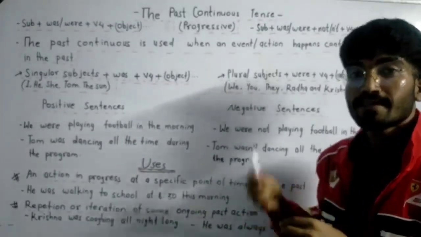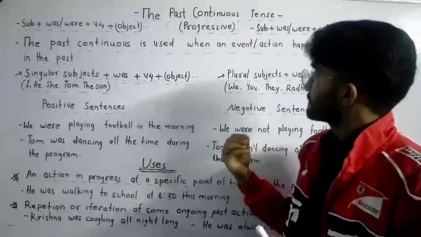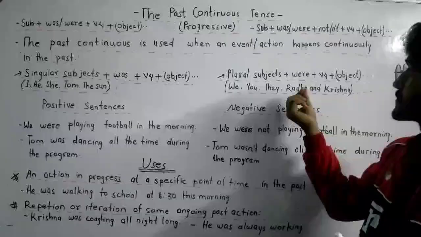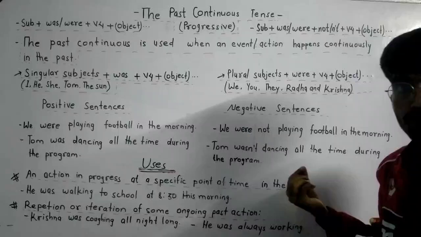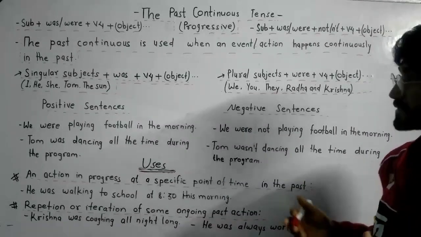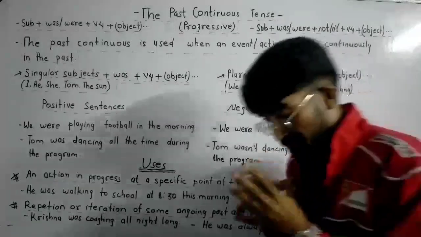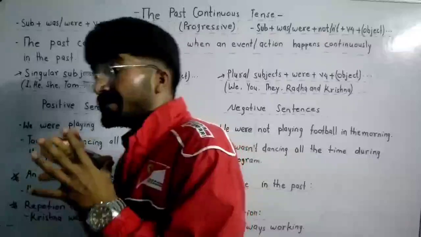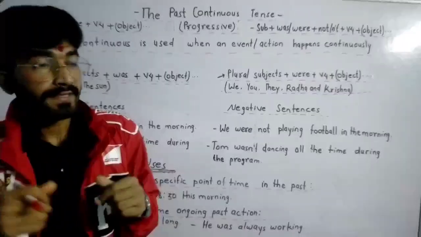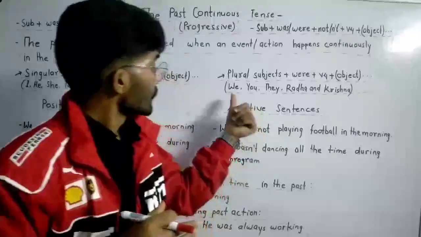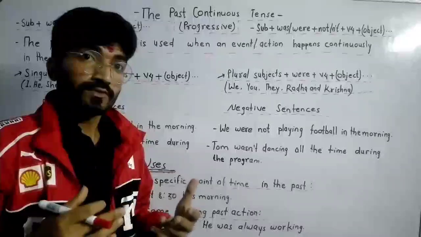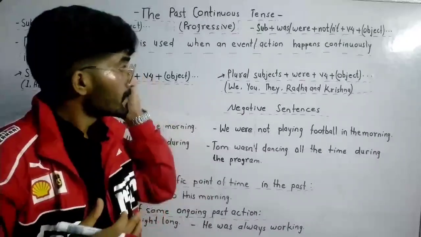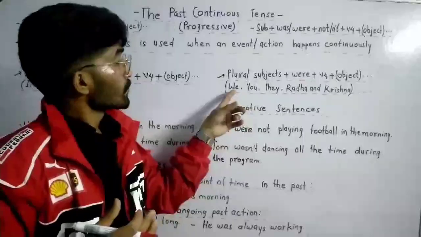And then with plural subjects we use were. With plural subjects, it means those subjects which indicate more than one. See, it means 2, 3, 4, 5 people, and then we, you can see we, then you.